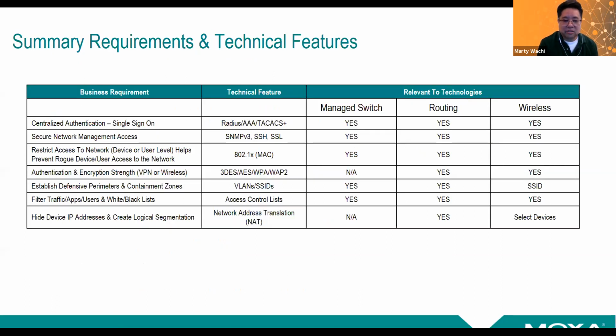So here's a chart to summarize some of the business requirements that you may be looking at in terms of single sign-on or authentication and things like that. And then the next column really goes into the technical features of some of the products that you may be selecting to match those security policies. The two things I'd like to point out as you look at the relevant technologies between managed switching, routing, and wireless are a couple of observations.